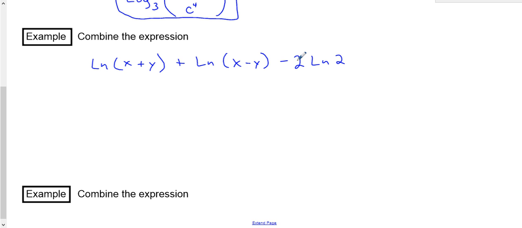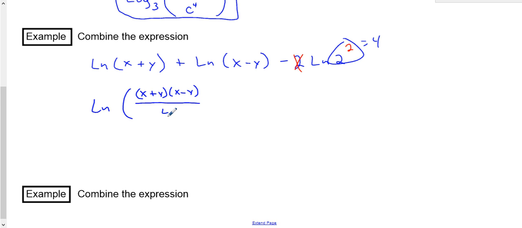And let me get my red here. I'm going to cross that out, and I'm going to write it as an exponent on the 2. And now I have addition here, so I'm going to multiply these, and then I divide by the 2 squared, which is 4. So 2 squared equals 4. And I'm going to have the natural log of x plus y times x minus y over 4.